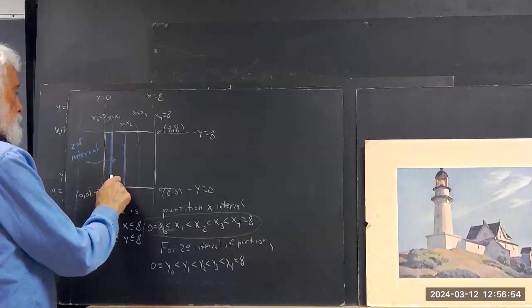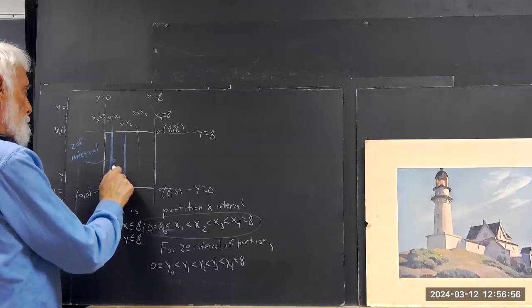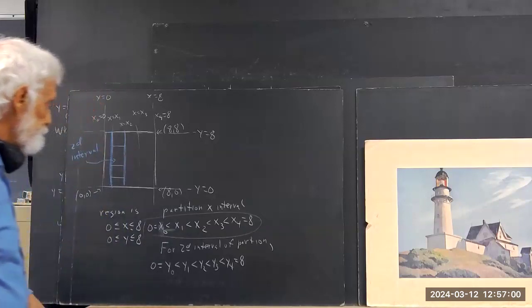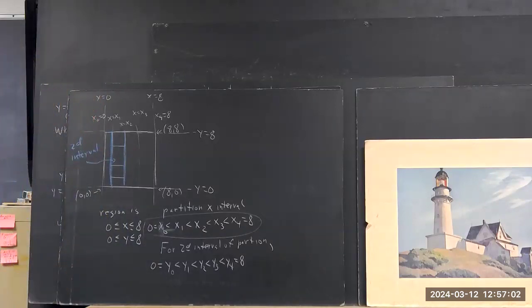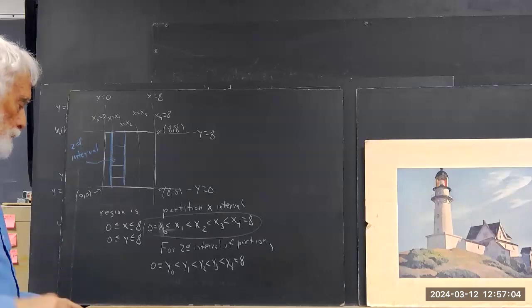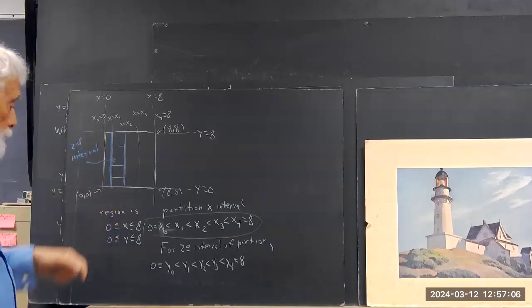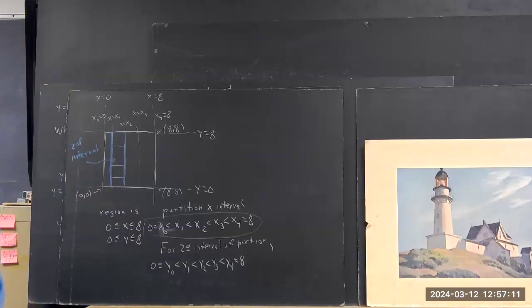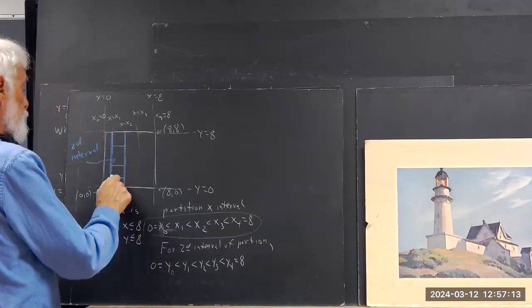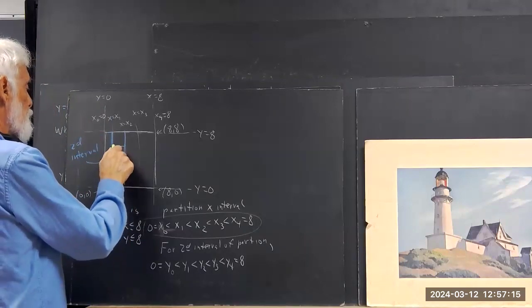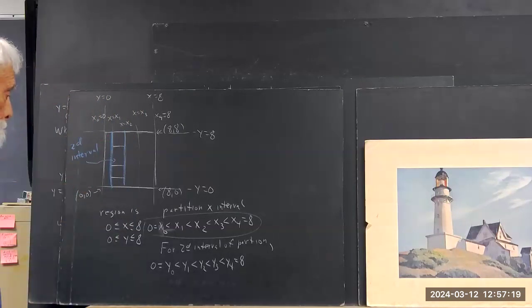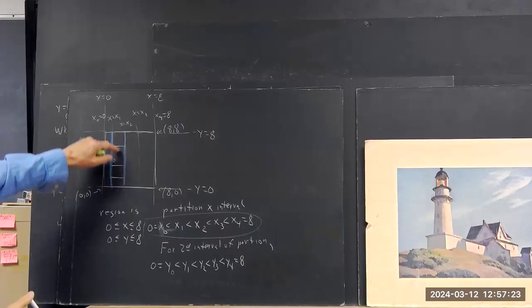So maybe I don't divide it up evenly. Now, it's better probably if I divide it up evenly, but that's an art when you get to it later. Okay, so now I've divided this thing up, at least this strip, into 4 rectangles. And then I put a sample in each one of these.